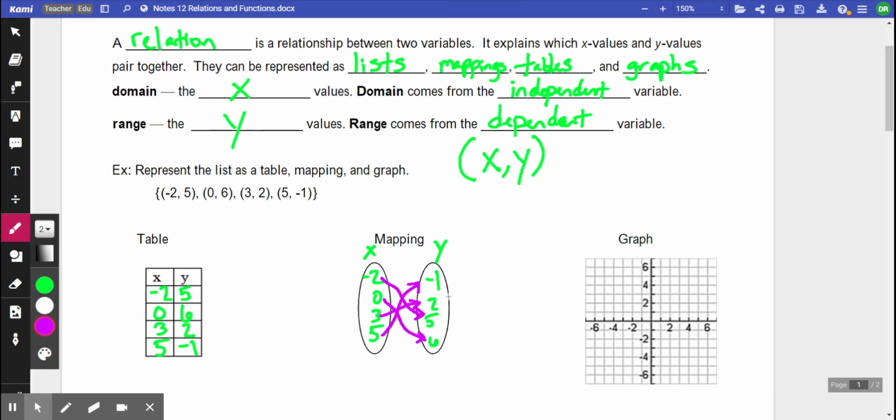All right, so this is probably the least familiar way that you'll work with, a mapping, because we don't use it that often, but that is how it works: you list all of the elements of the domain, all of the x values in the first oval, all of the elements of the range in the second oval, and then you just draw your arrows saying which elements of the domain get paired with which element of the range.